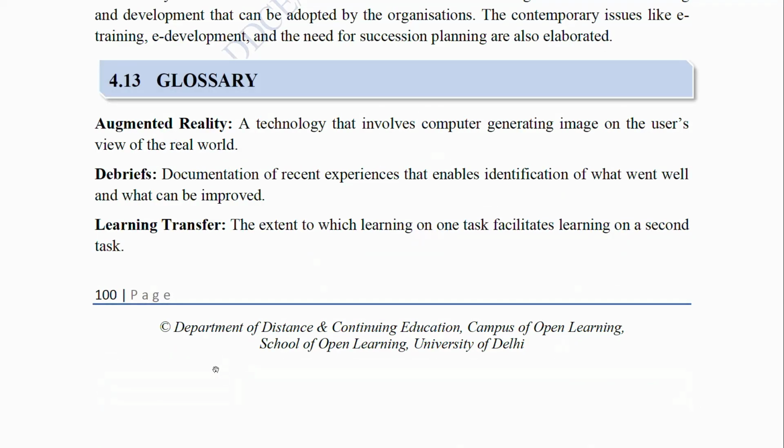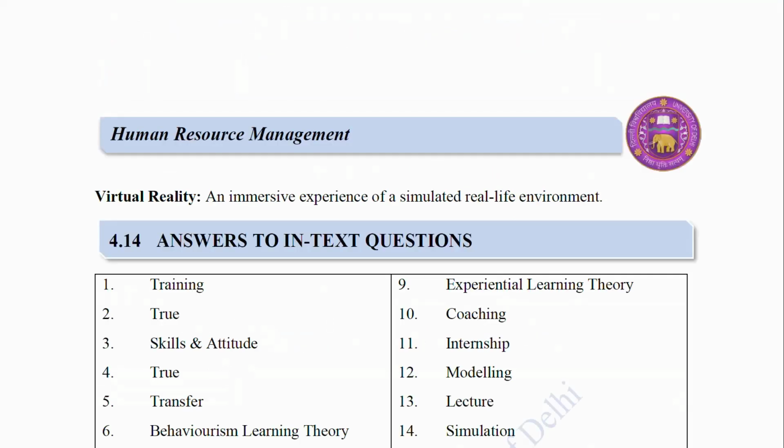4.13 Glossary. Augmented reality: a technology that involves computer-generated images on the user's view of the real world. Debriefs: documentation of recent experiences that enables identification of what went well and what can be improved. Learning transfer: the extent to which learning on one task facilitates learning on a second task. Virtual reality: an immersive experience of a simulated real-life environment.